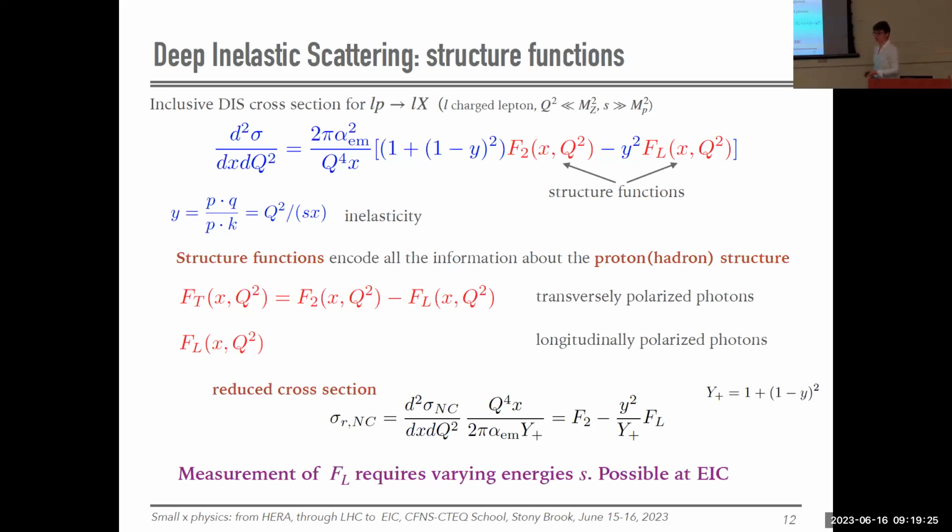Do we ever move out of the DIS regime? So for very small y or very large y, we're always still in deep inelastic scattering, no matter how small it goes.